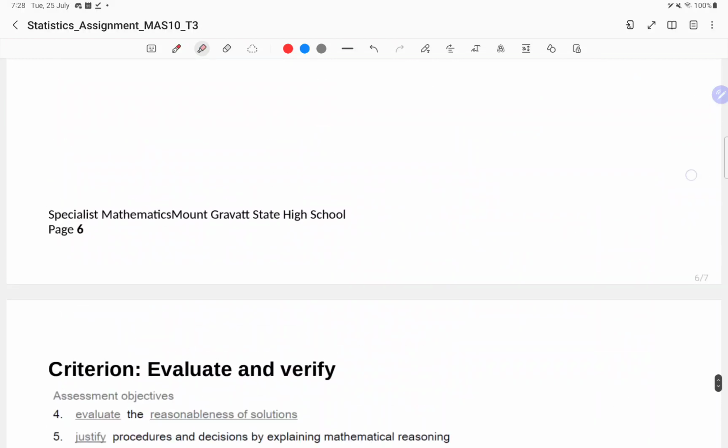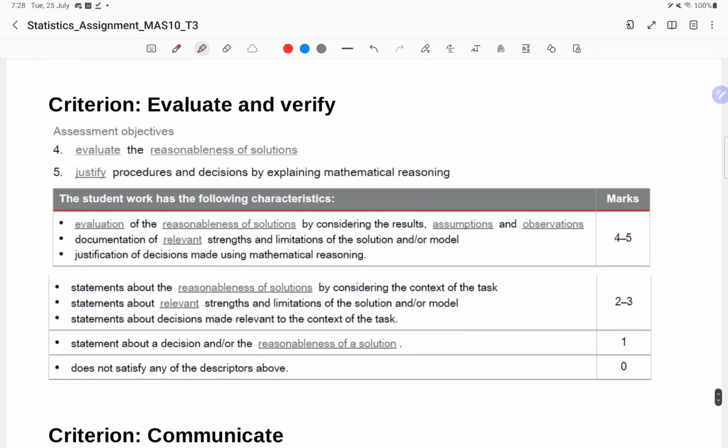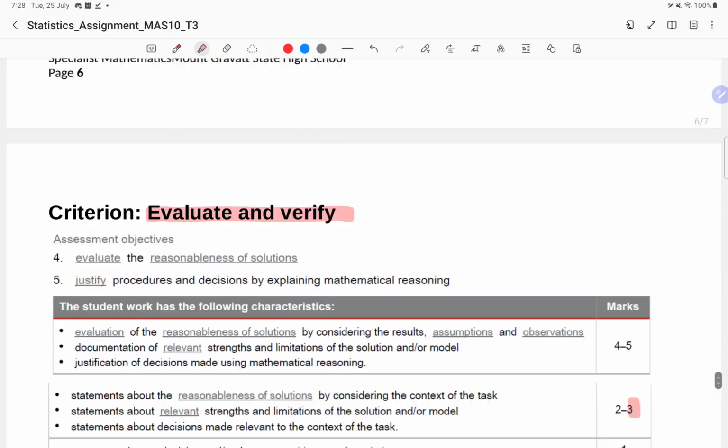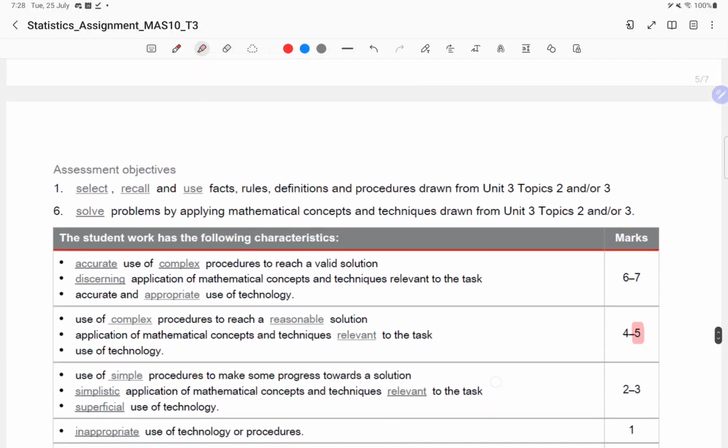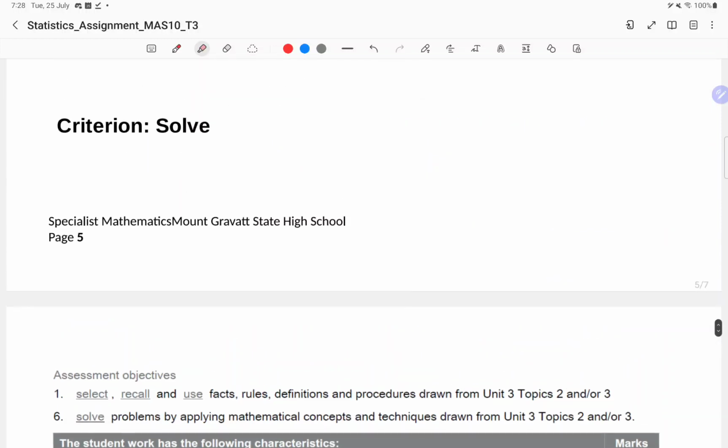Okay? The one that they will mess up the most is this one here, evaluate, verify. This one is where they lose most of the marks. They'll get like 3 here, and then sometimes you will get like a 5 here instead of a 7 for the solve part.